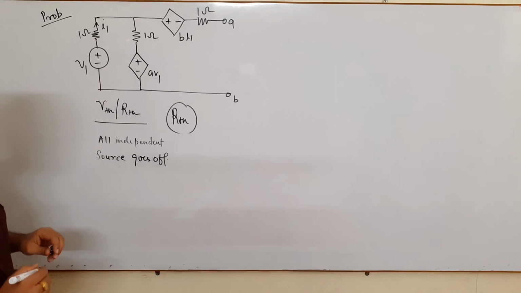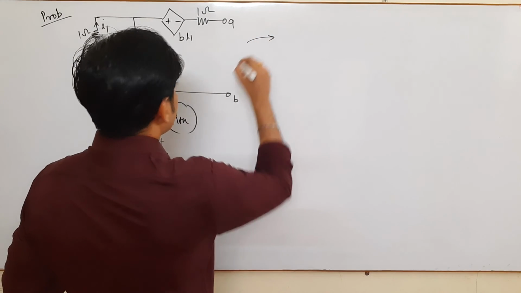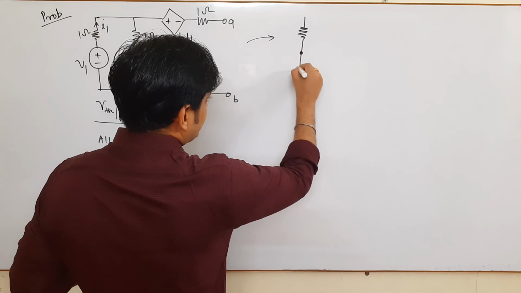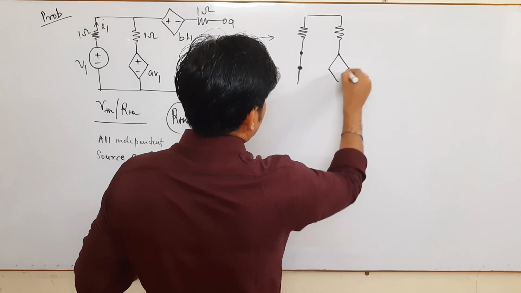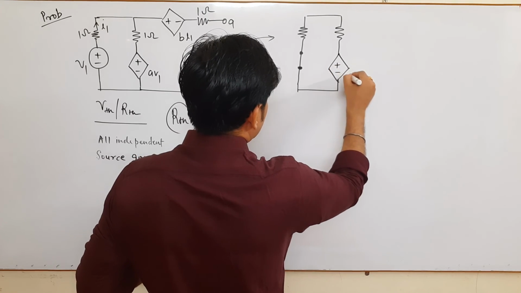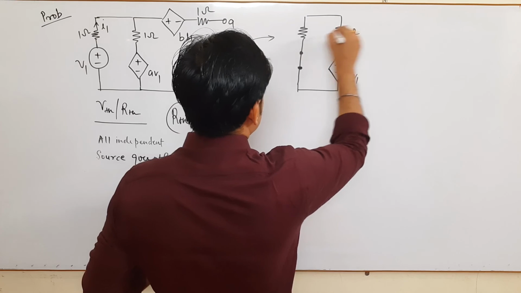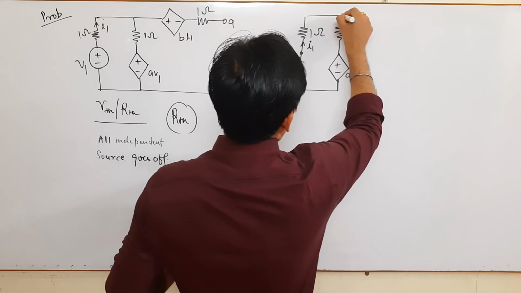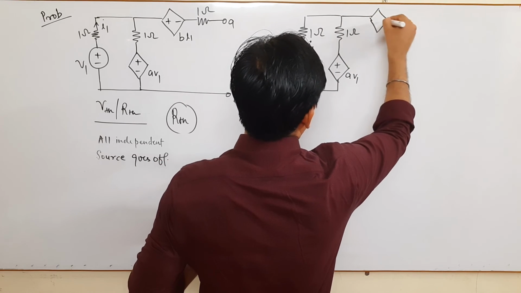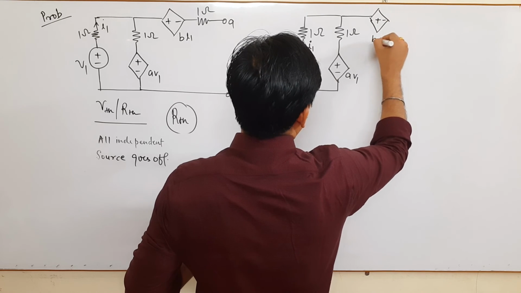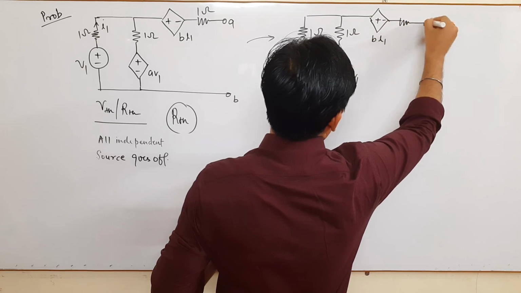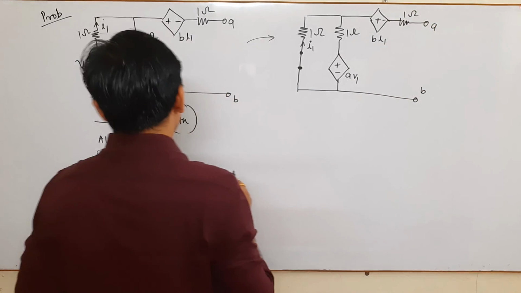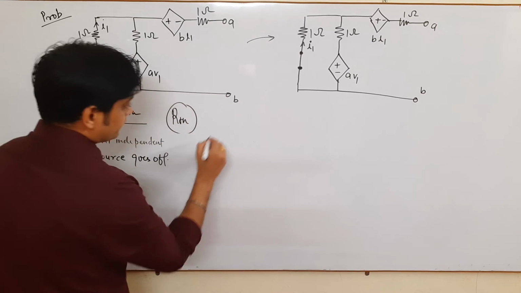Now you see I am redrawing this network here. What will happen? This V1 gets short circuited. Another dependent source, that is AV1. This is 1 ohm, this is 1 ohm. Here is the current I1, and this is your dependent source of value BI1. This is 1 ohm, and this is AB. Now as I said, V1 goes 0.